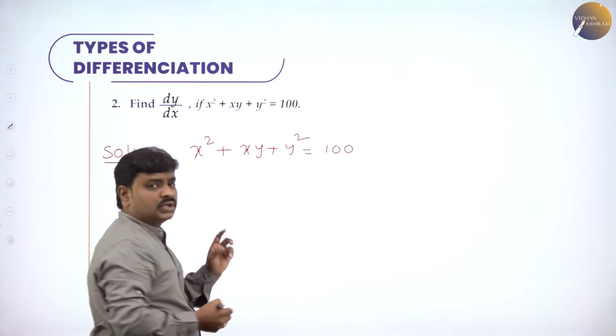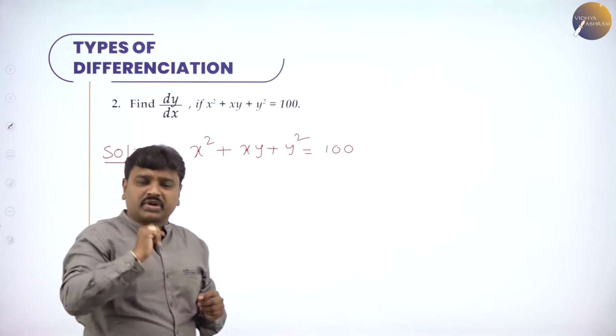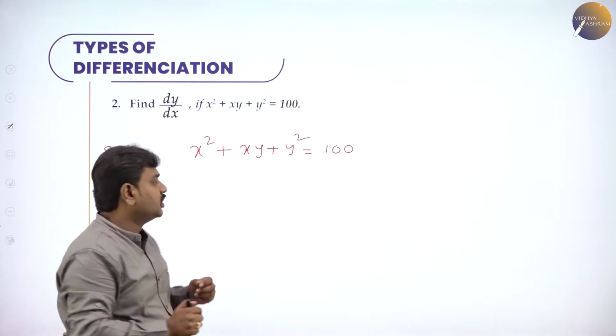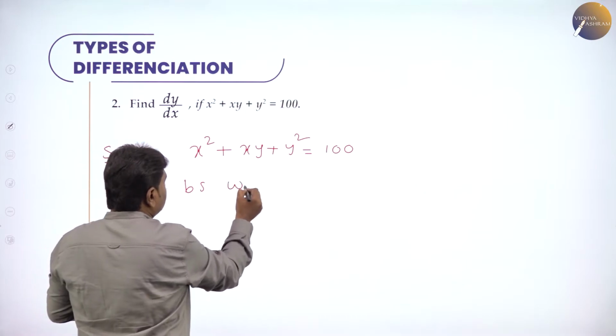So now what should I do? If it is an implicit function, I should differentiate both sides with respect to x, then group all the dy by dx terms and take dy by dx common. Now differentiate both sides with respect to what?